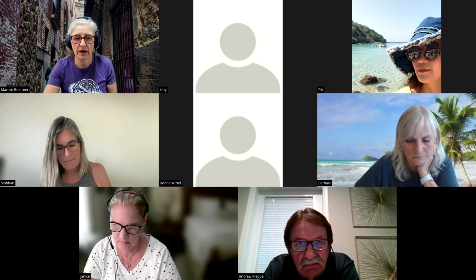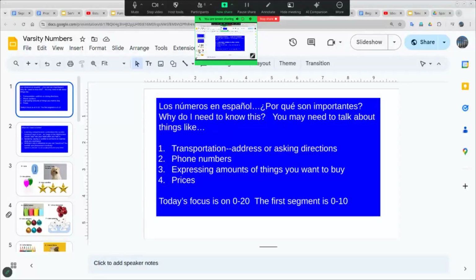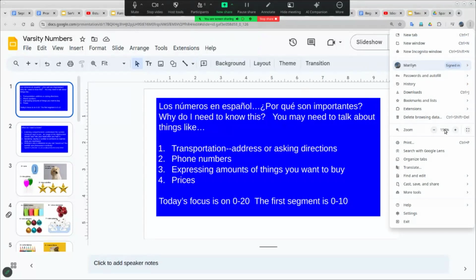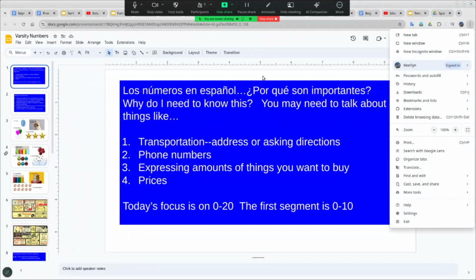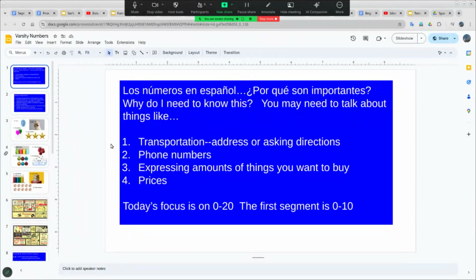Vamos a practicar, we're going to do some practice. Los números en español. Voy a engrandecer. I'm going to try to make this bigger. Mejor, better. And you'll get this whole list here, so don't furiously copy things down. Numbers are super important.